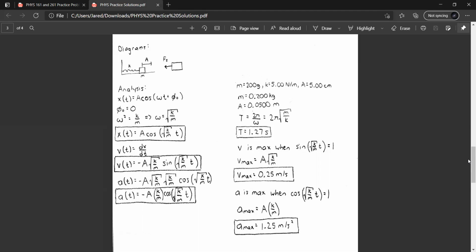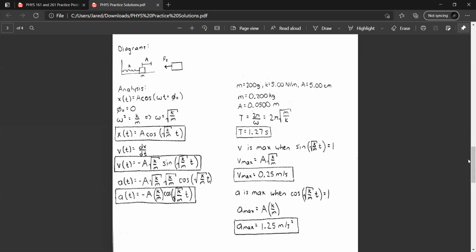So they want us to find the period now, and that's equal to 2 pi over omega. And we already know what omega is, so we can rewrite that as 2 pi times the square root of m over k, since this is the reciprocal of omega. And if we solve with what variables we have, we can get the period is equal to 1.27 seconds.